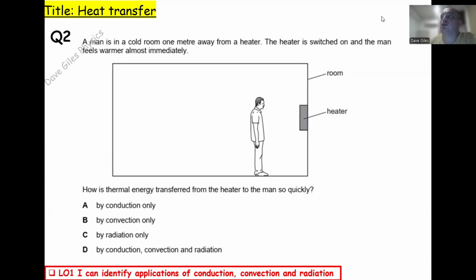Okay, so question 2 here. A man in a cold room, 1 meter away from a heater. The heater is switched on and the man feels warmer almost immediately. How is thermal energy transferred from the heater to the man so quickly? So in the past, when we've looked at these kind of questions of a heater in the bottom or corner of a room, we talk about convection. So that might be your first thought. However, convection is a relatively slow process. The quicker way of transferring heat here is radiation. So the reason you feel so quickly is due to radiation. So the answer is C.